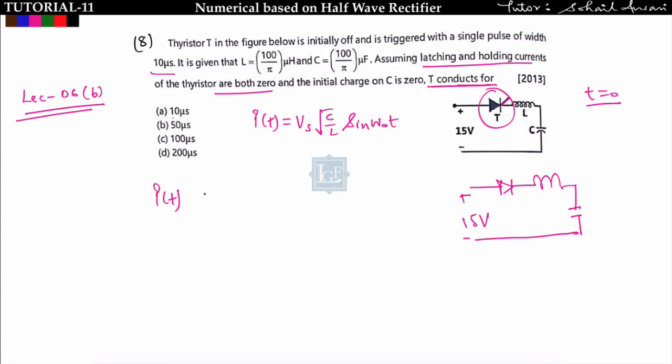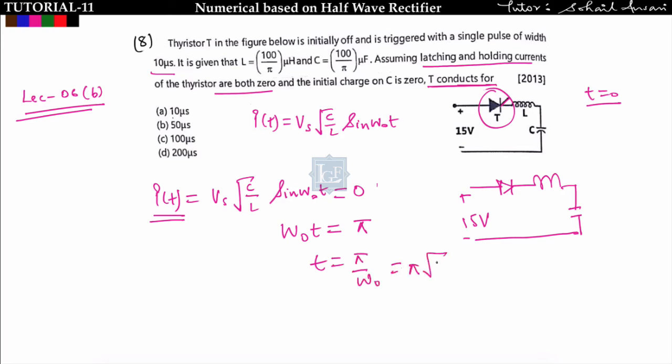In order to find the conduction angle of the thyristor, the current equation I was getting is Vs under root C by L sin omega naught t, and this current I was getting up to pi. If you have watched my lecture number 6b, then you can understand this. After pi, the current is going to be negative, so this thyristor won't allow the negative current. So put this equation equal to 0, then you will get the conduction angle. Omega naught t will come out to be pi, so t will be pi by omega naught, that is equal to pi under root LC. Put the values of L and C: pi under root (100 by pi into 100 by pi), that is equal to 100 microsecond. So option C is correct.